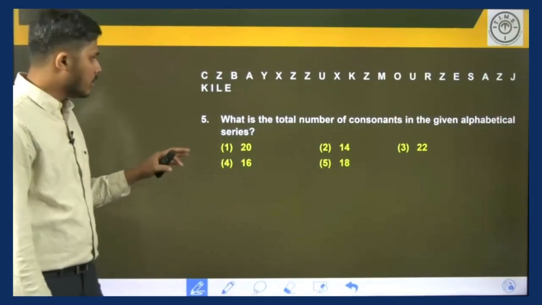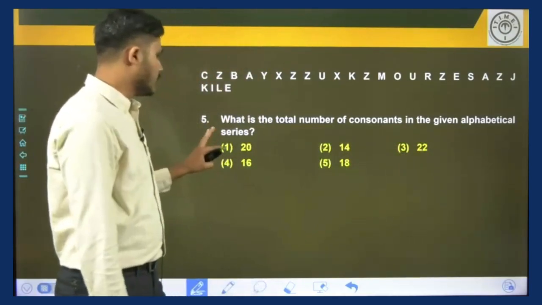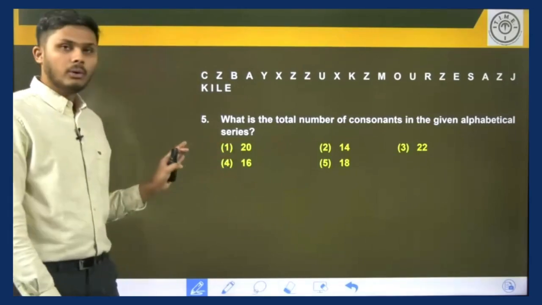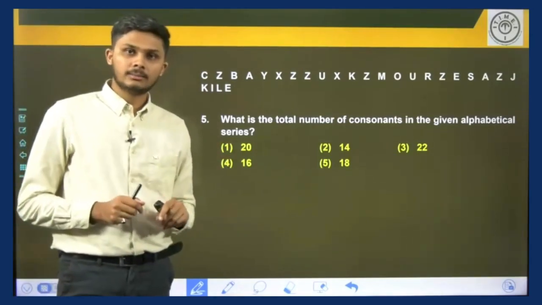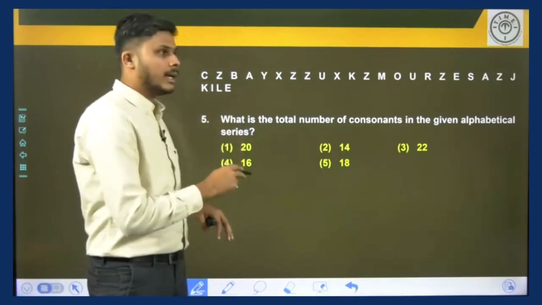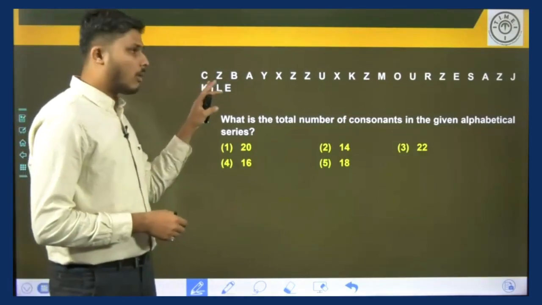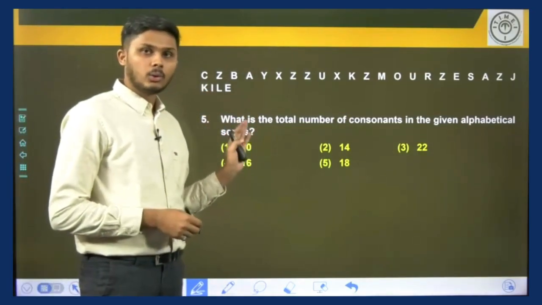Fifth question. What is the total number of consonants in the given alphabetical series? As we have counted before, there are a total of 26 letters, and seeing from the series, we can see that there are more consonants than vowels. So instead of counting the consonants, let's count the vowels and subtract it from the total letters.